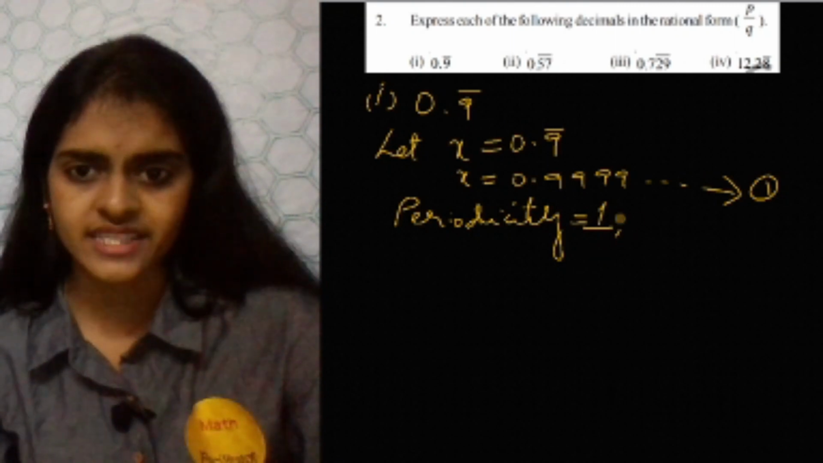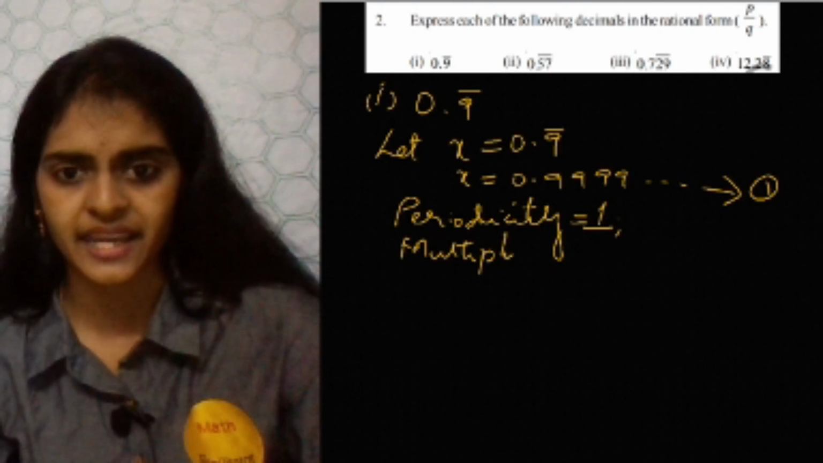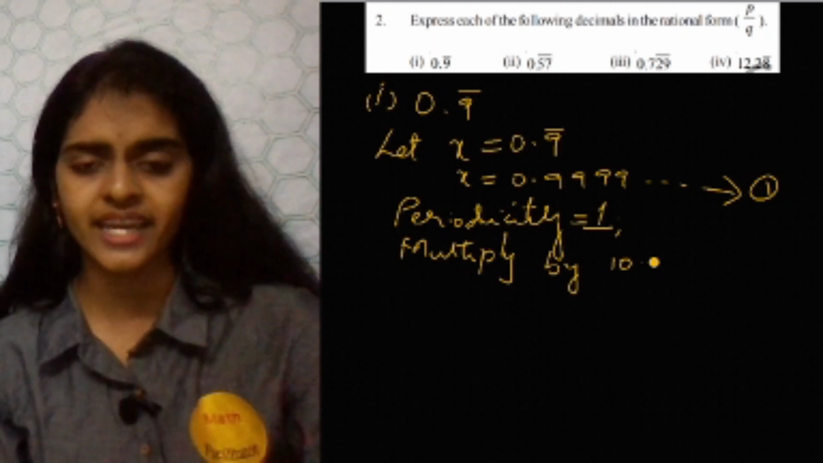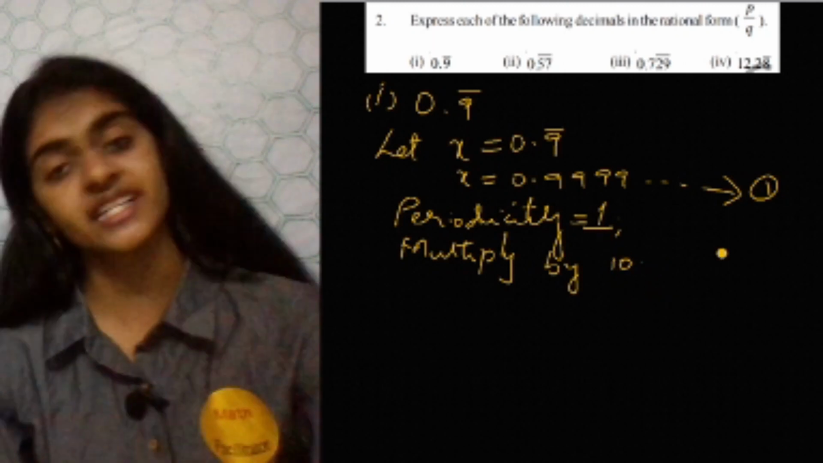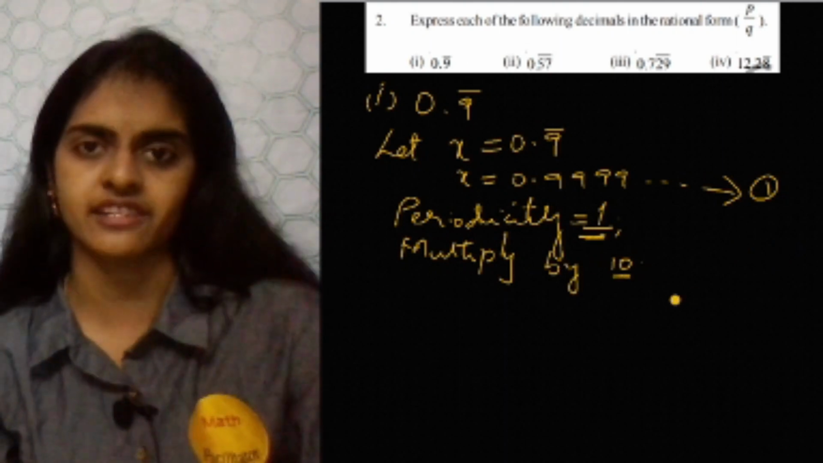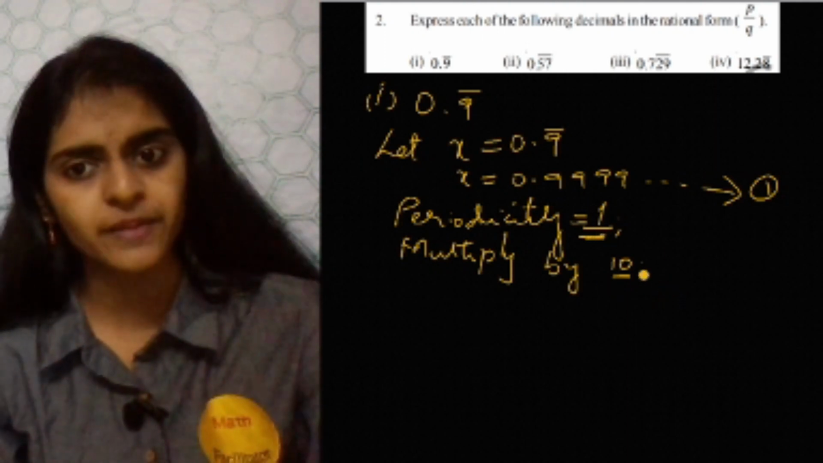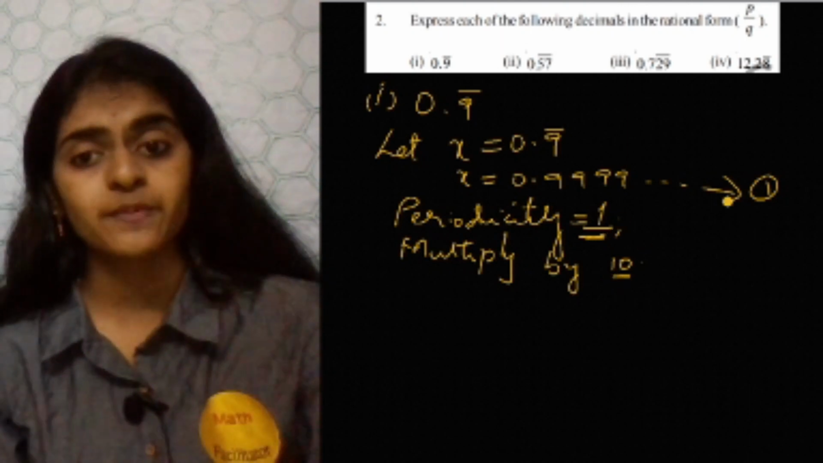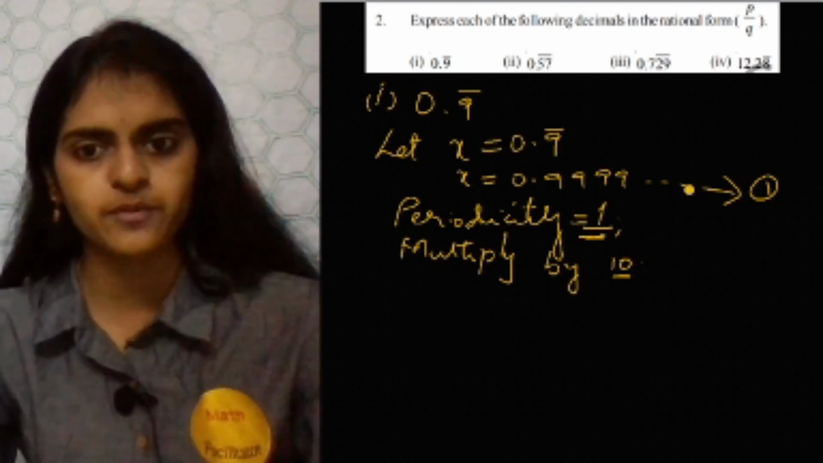So when periodicity is 1, observe carefully, you will multiply equation 1 by 10. Depending on the periodicity, this number will change. Listen carefully. If periodicity is 1, you will multiply equation 1 by 10. If periodicity is 2, you will multiply equation 1 by 100. Clear? Are you getting it? We'll do it in the next problems.